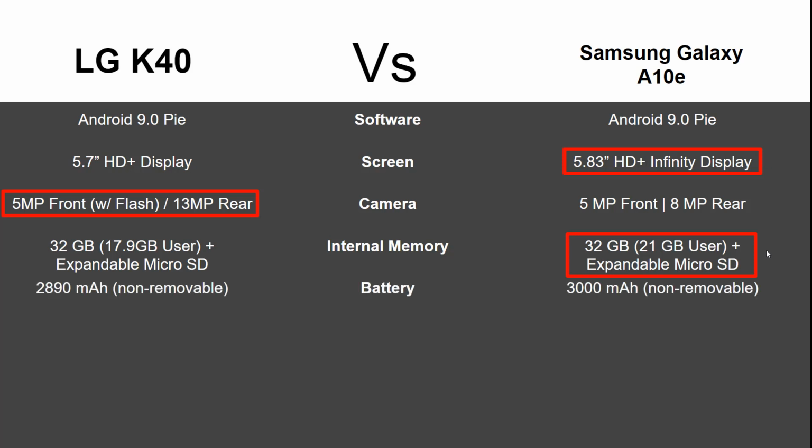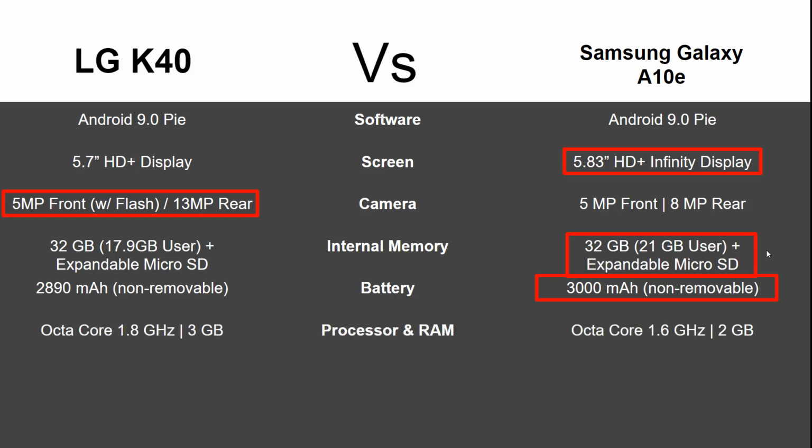In terms of battery, there's not too much difference here. The A10e is slightly larger at 3000 milliamps versus the K40 having a 2890 milliamp battery. So not too much difference, although the A10e is slightly better, so it does take that category. And on both phones, the battery is non-removable, so you cannot open the back and swap the battery out.